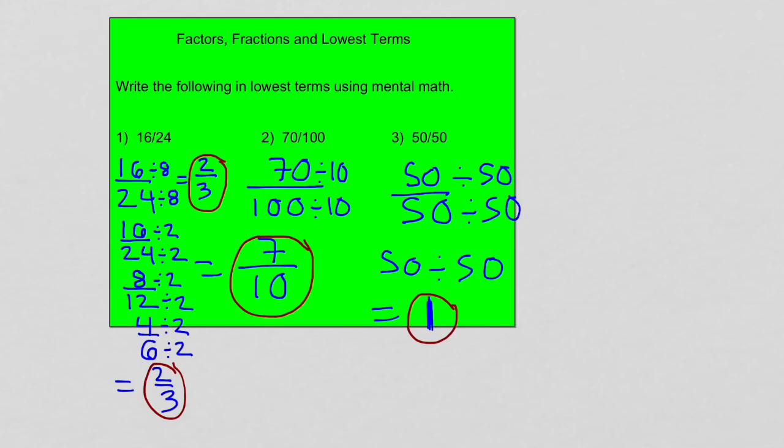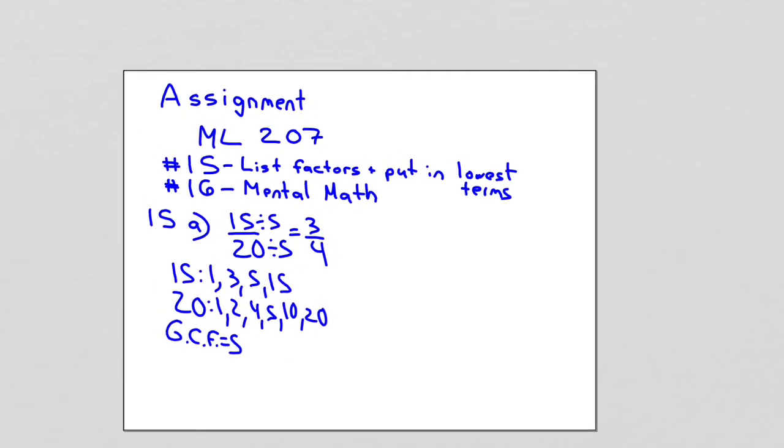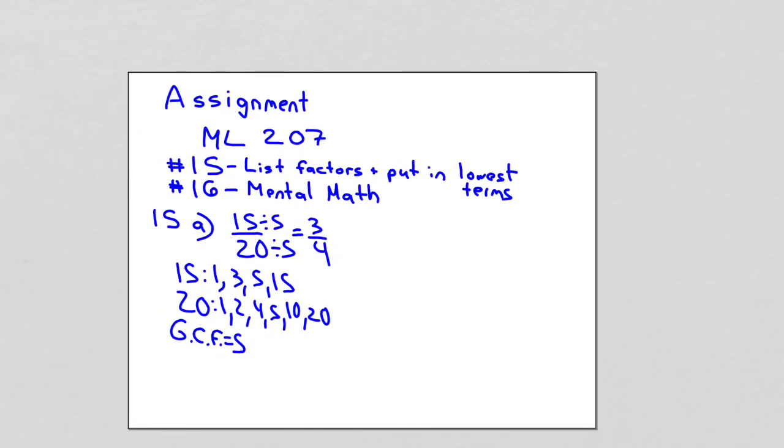So the assignment I gave the kids today was a sheet called page 207. For number 15, they're given 6 fractions. They have to list the factors and then put those fractions in lowest terms after they've found the greatest common factor. In number 16, they can just use mental math if they want. And you can see here, I started number 15 with them. So 15 over 20, they had to list the factors of 15, list the factors of 20. The greatest common factor is 5. They divide the numerator and denominator by 5, and the fraction in lowest terms is 3/4.